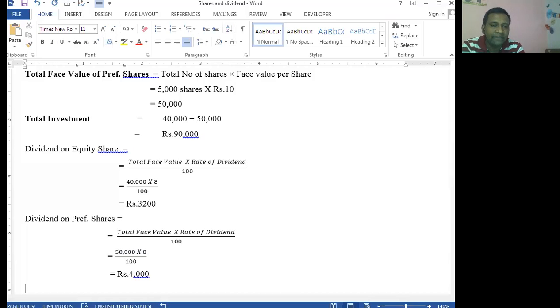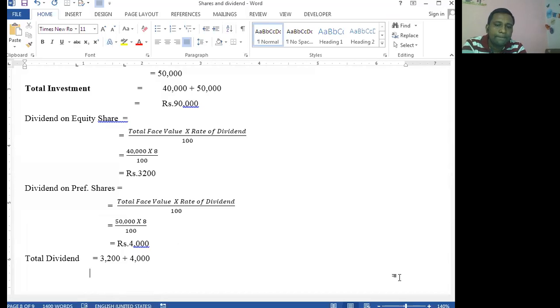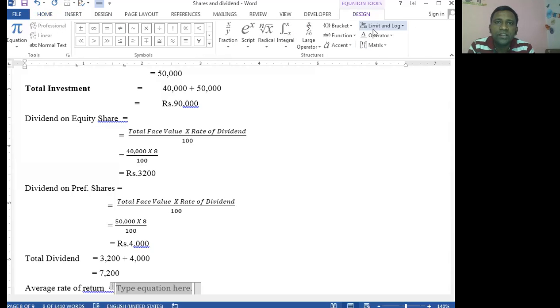Now aggregate the total dividend. Total dividend is 3,200 plus 4,000, which is 7,200. 7,200 is the total return. Now, average rate of return. There is one formula to calculate the average rate of return. Just use this formula and find out the average rate of return.